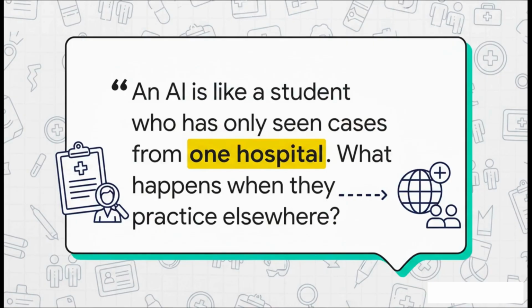So let's go back to our student analogy. Imagine a med student who has only ever seen patients at one single hospital in one single city. They might get really good at treating the people there. But what happens when you drop them in a clinic in a totally different country? With different people, different diets, different diseases, they're going to be lost. They are going to make mistakes. That's the risk we run with AI.